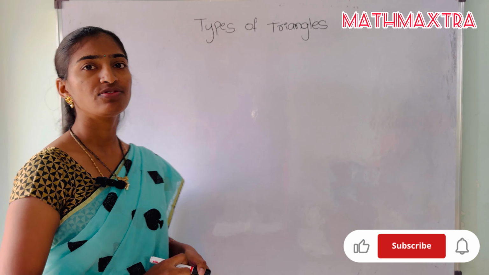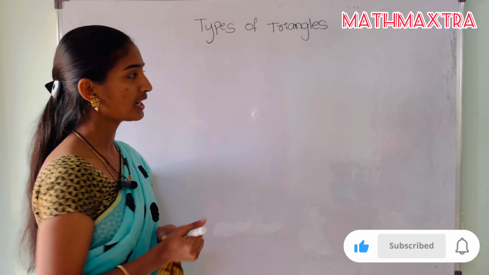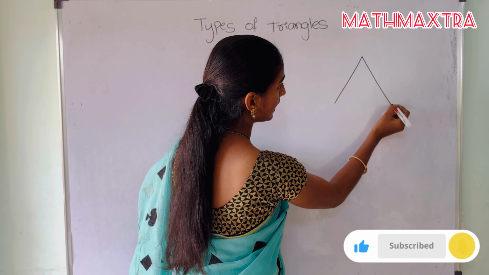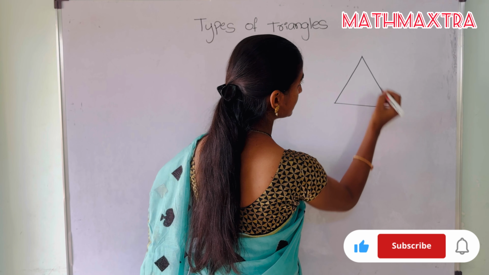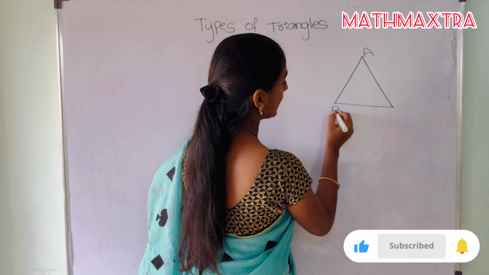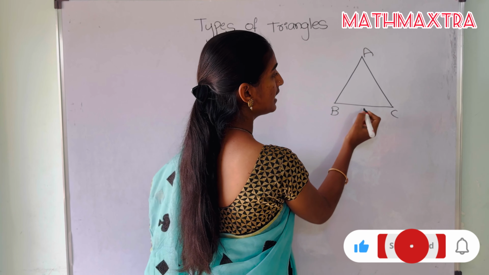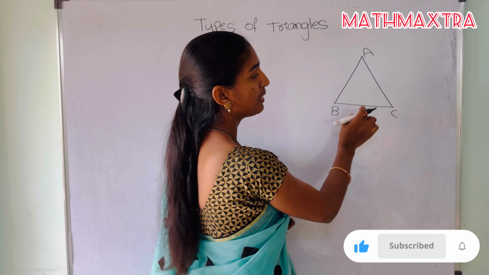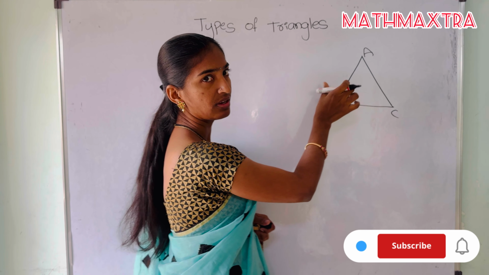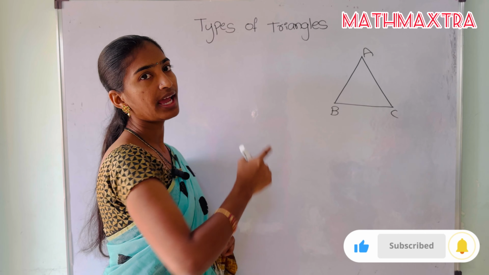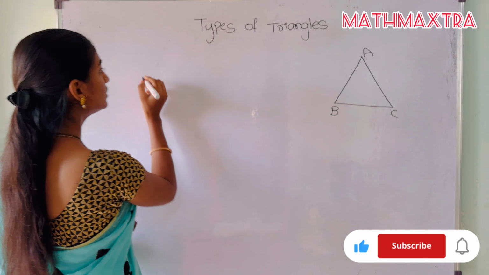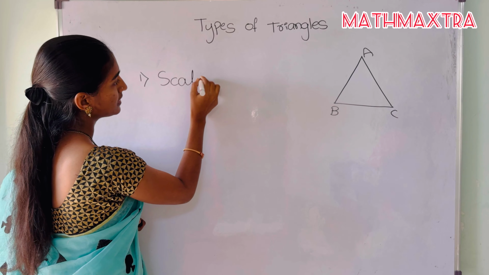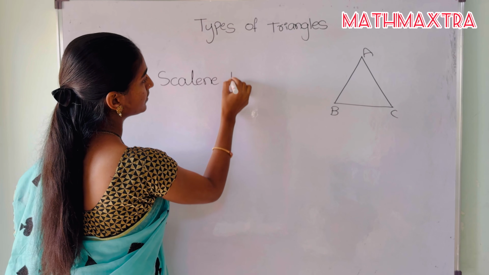So, the first classification is based on the lengths of the sides of a triangle. This is a triangle, ABC. It has three sides. Based on the lengths of these three sides, we have classified the triangle into three types. What are those? The first one is scalene triangle.